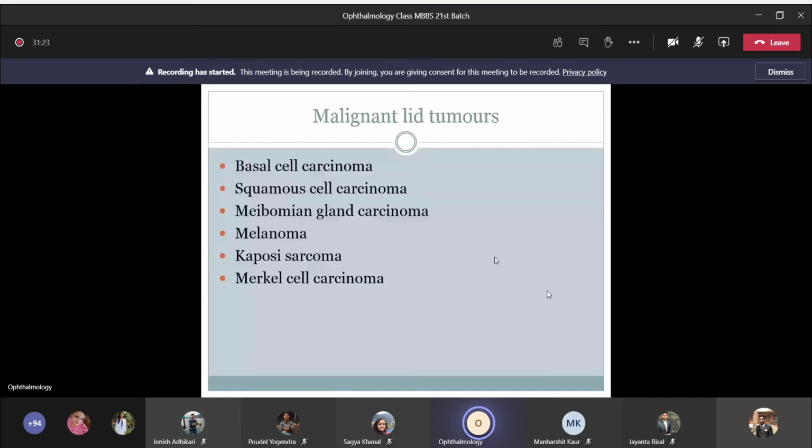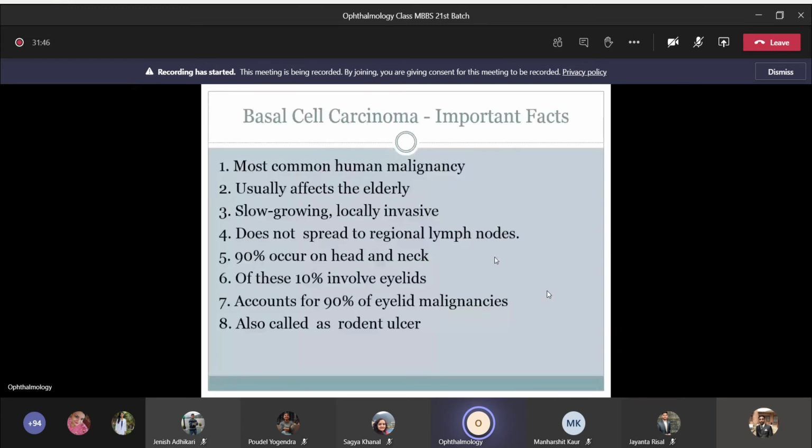So basal cell carcinoma and squamous cell carcinoma are the important lid tumors. You should know these two tumors. And others, you should know the names of the tumors, but these two tumors you should know in detail. Now, basal cell carcinoma is the most common human malignancy. It usually affects the elderly. It is a slow growing, locally invasive tumor. It does not spread to regional lymph nodes. 90% occur on head and neck, and 10% involve the eyelid. It accounts for 90% of eyelid malignancy. So it's the common tumor of the eyelid.